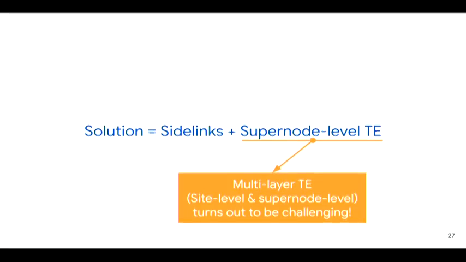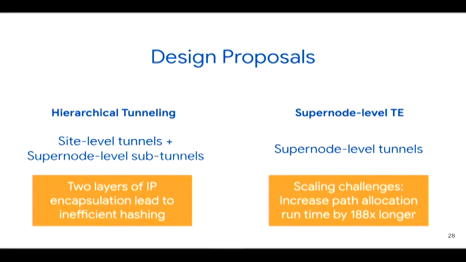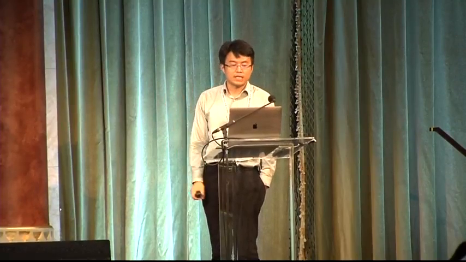However, adopting the multi-layer TE turns out to be quite challenging because we're already running our TE at the site level. Adding an additional layer of TE at the supernode level is non-trivial. Look at these two straw man proposals. On the left-hand side, we have hierarchical tunneling: we already have tunnels at the site level, and then we can recursively add an additional layer of tunneling for the supernode level TE.